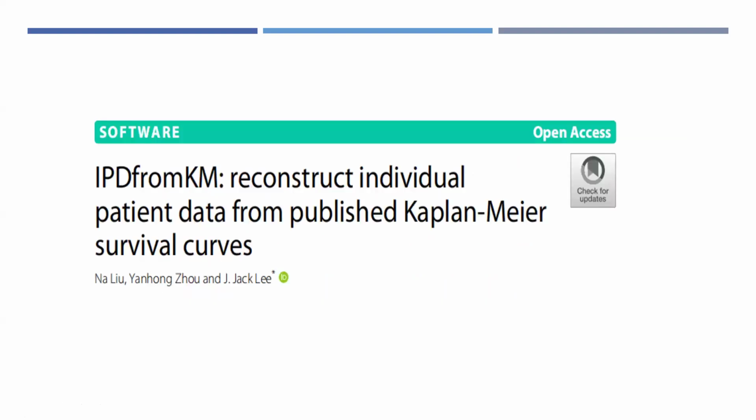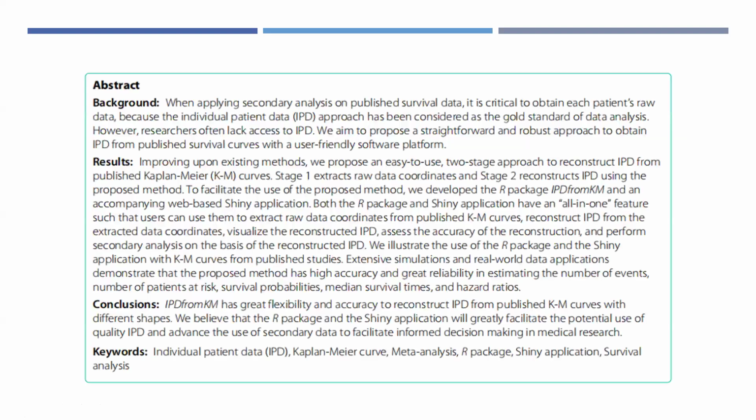Next is reconstructing individual patient data from the published Kaplan-Meier survival curves. The background of this study is that when applying secondary analysis on published survival data, it is critical to obtain each patient's raw data because the individual patient data approach has been considered the gold standard of data analysis.